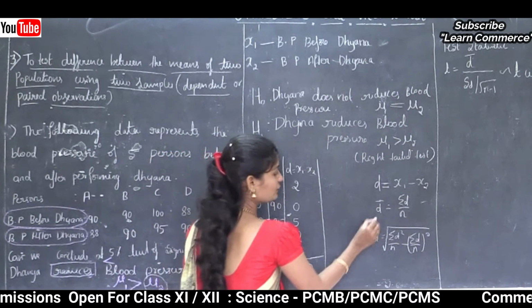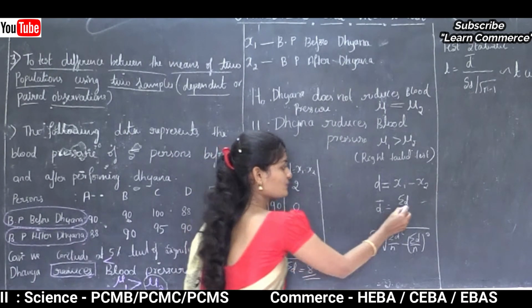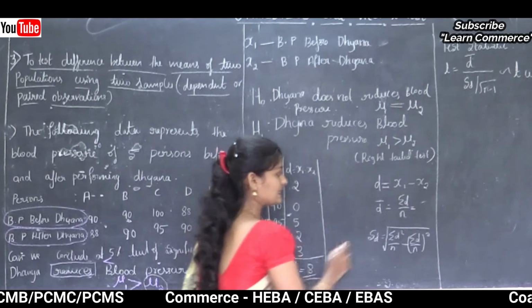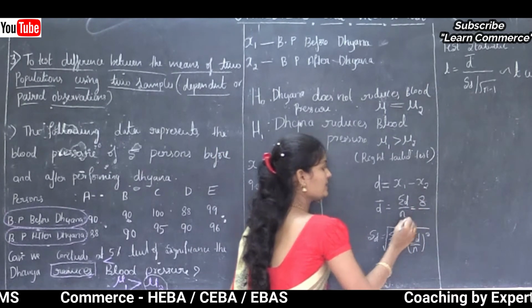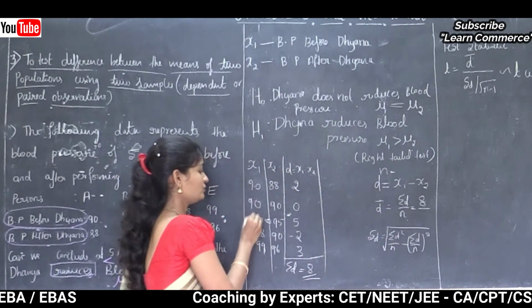Okay, next we need to find SD. So here d bar is over. So here the sum of d is 8. Then n is, see here n in the sense what, that is the number of observations. See 1, 2, 3, 4, 5.